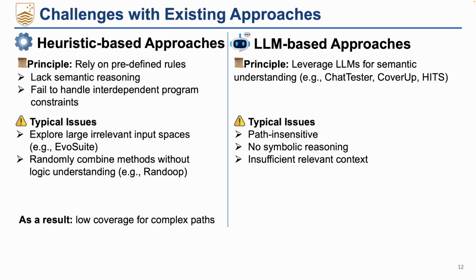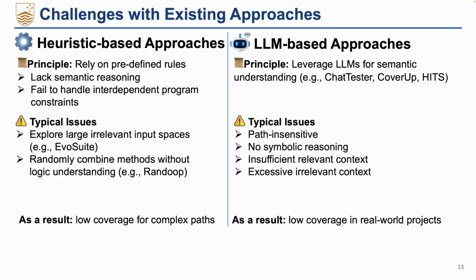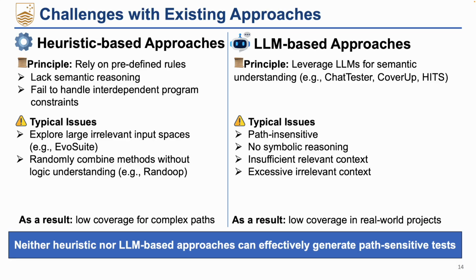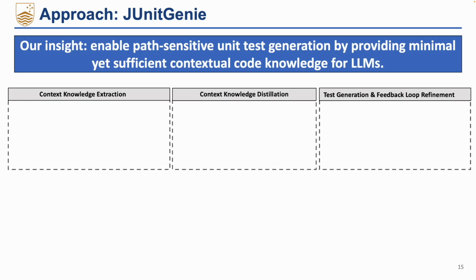Moreover, many approaches prompt LLMs with limited context, forcing the model to guess missing dependencies. Even when full context is provided, excessive irrelevant context dilutes the model's attention from the focal method. So overall, neither heuristic nor LLM-based approaches can effectively generate path-sensitive tests.